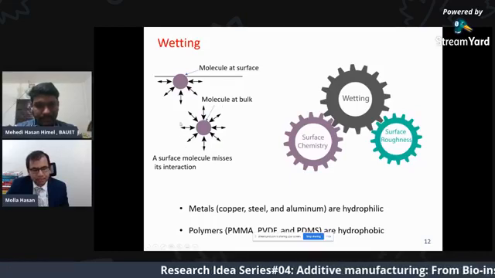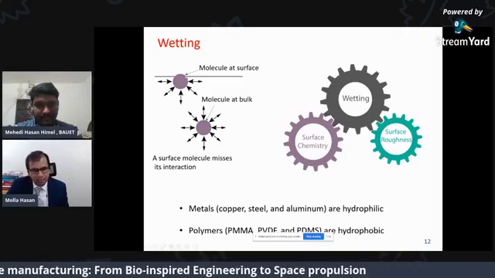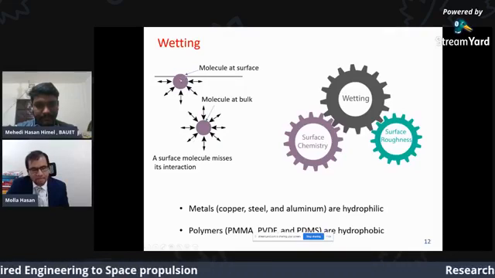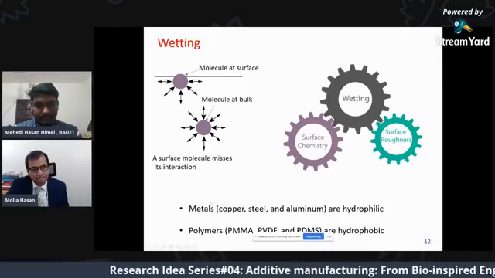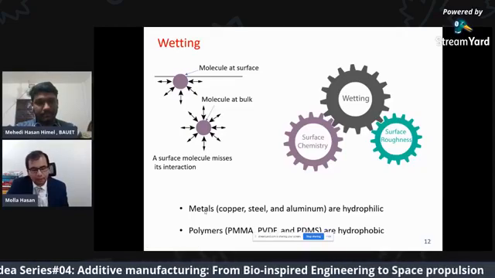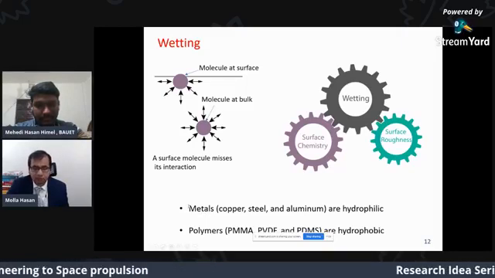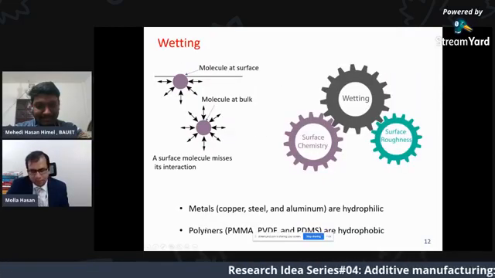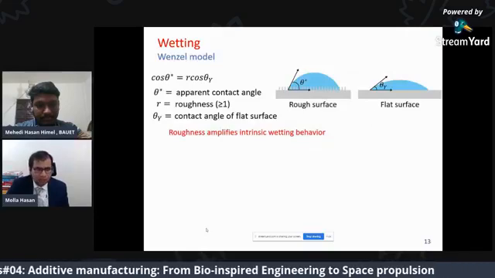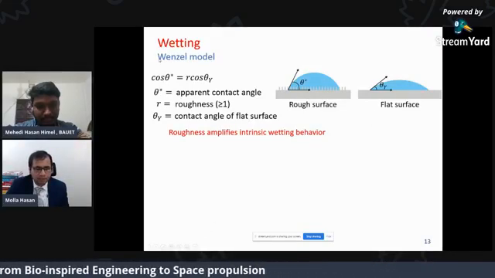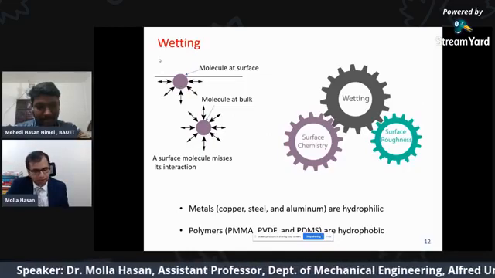A molecule in the bulk doesn't need to interact with anyone because its interaction is complete. The molecule at the surface misses its interaction, so that's why it wants to attract. It attracts foreign particles. Metals like copper, steel, and aluminium attract foreign particles very vigorously, and that's why metals are typically hydrophilic. On the other hand, polymers are hydrophobic, like PMMA, PVDF, and PDMS. So this is the surface chemistry. If your chemistry is different, your wettability will be different.